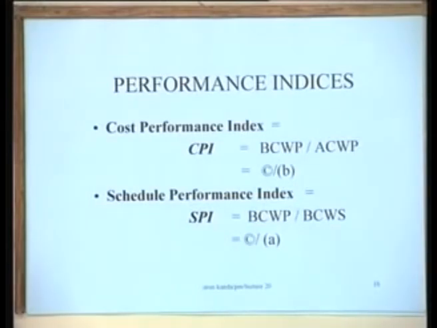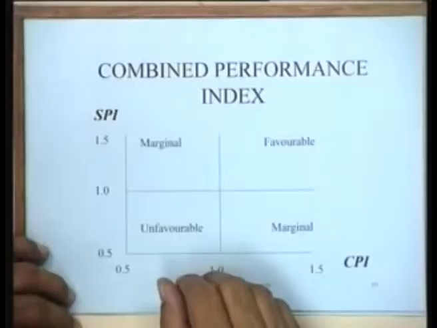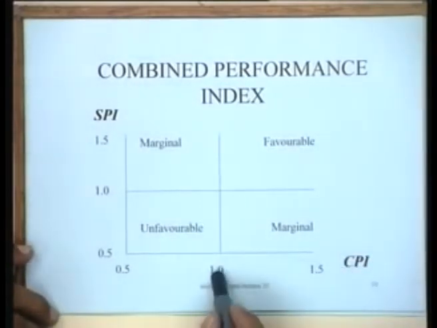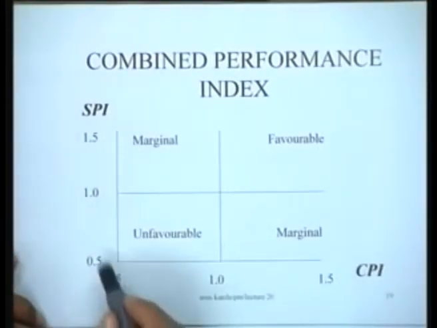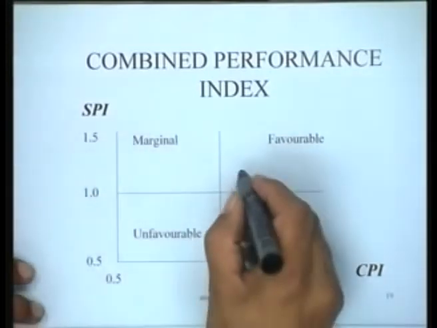What can then be done is that the cost performance and the schedule performance indices computed in this manner are looked at together, because the project manager is interested in both these bits of information. So it's good to look at both of them together. So what is normally done is you can have a graph which would typically be like this. For the cost performance index, 1 is an okay value, 1.5 is very good, and 0.5 is here. Similarly 0.5 and 1.5.